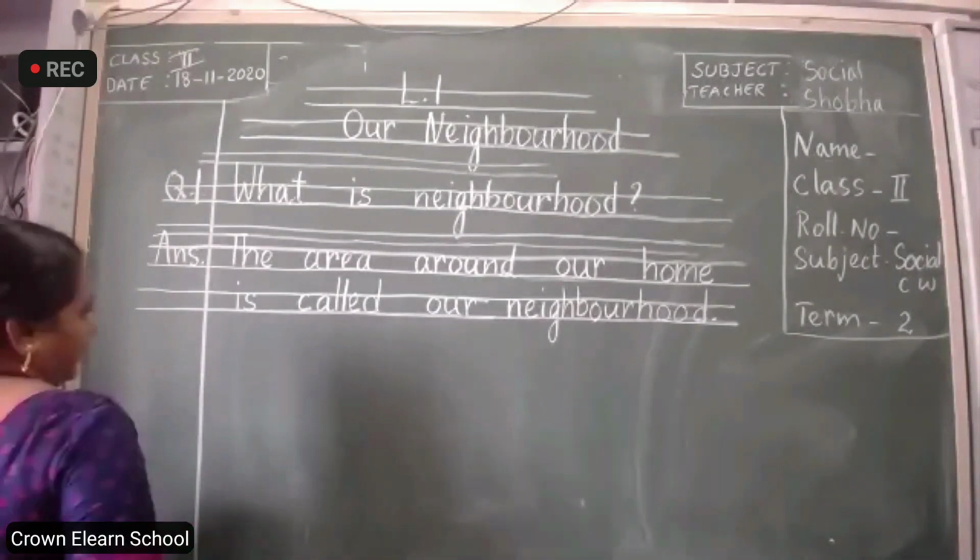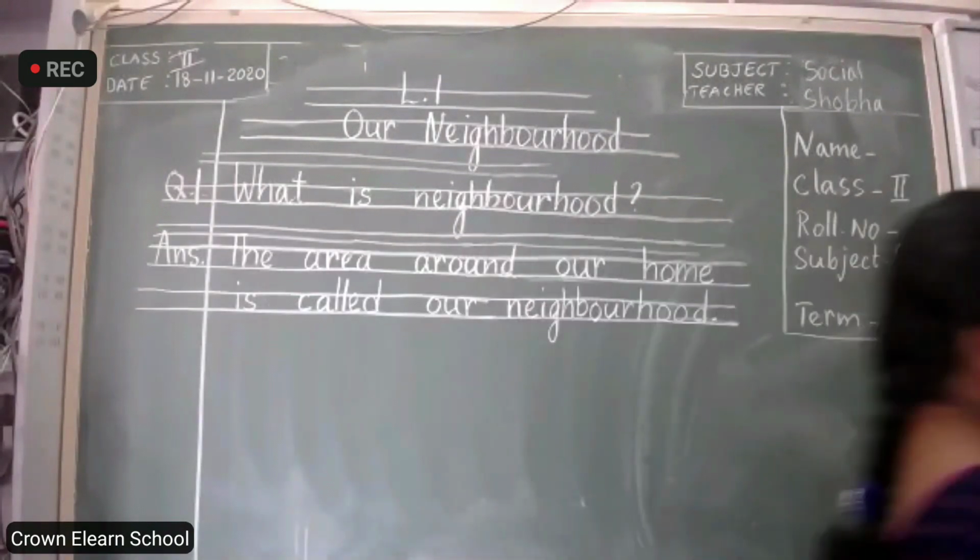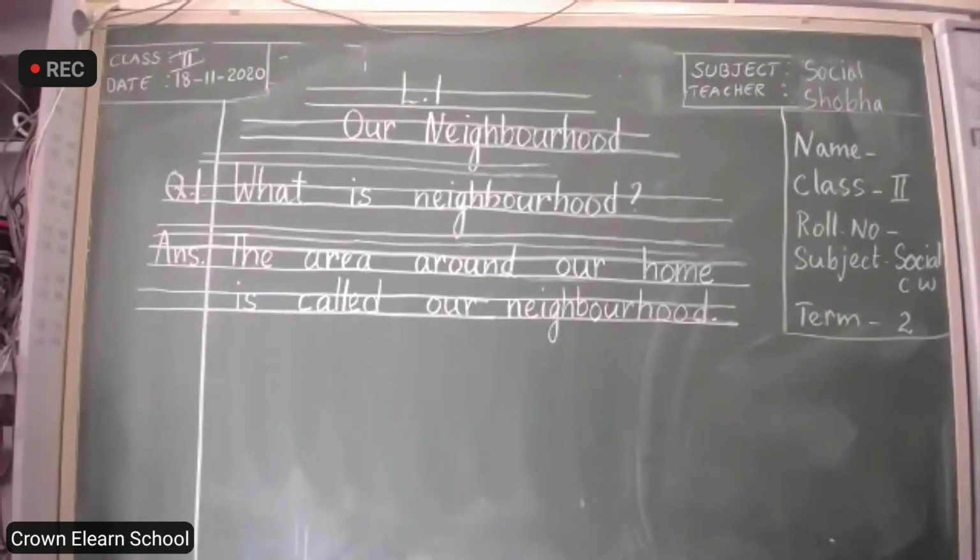So after that, question mark. There is no gap. Neighbourhood is one word. Write it together. Okay, it is one word.